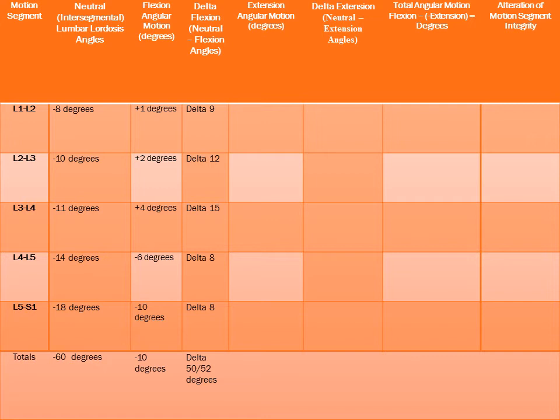And if you just look at that chart, you can see that the most mobile segment in lumbar flexion was L3, L4. And if we add all those delta F figures, you'll notice that it comes to 50 degrees, and that exactly coincides with the change in the global lumbar lordosis angle from minus 60 degrees to minus 10 degrees. So we're on the right track, and all of our numbers are coinciding and are substantiating our findings.